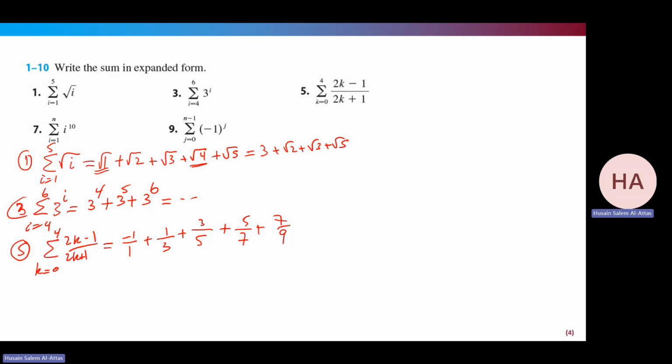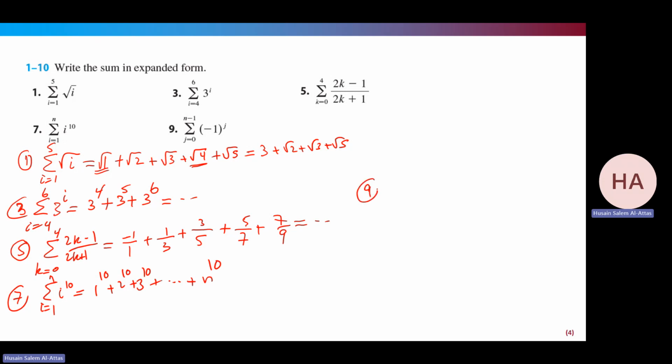Yeah, you can simplify it. I will leave it for you to simplify, but this is the idea. 7, this one. Summation of i to the power 10. I equals 1, that's 1 to the power 10, 2 to the power 10, plus 3 to the power 10, plus, up to n to the power 10.